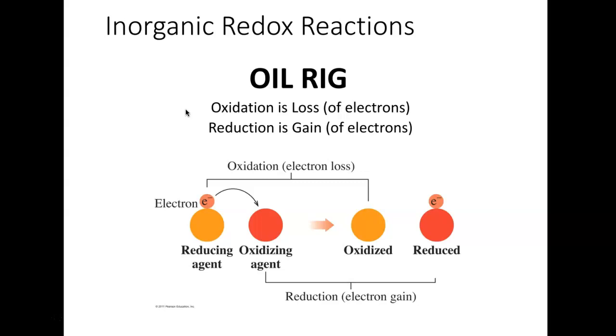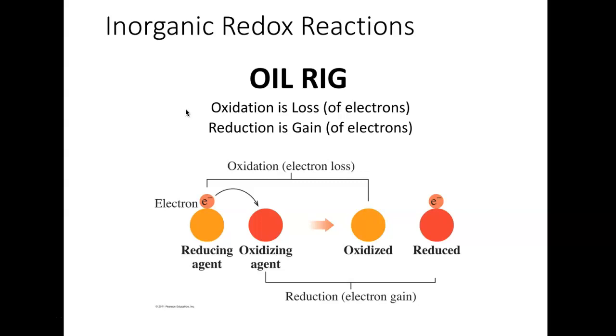A common mnemonic used to remember what happens during redox reactions is OIL RIG. OIL stands for oxidation is loss of electrons, and RIG stands for reduction is gain of electrons. Now, redox reactions are the bane of all chemistry students because they're so backward sounding. Reduction is gain. That's so backwards. Reduction means to go down, not to go up like gain. So it's very counterintuitive. But the reason reduction is gain is because you're gaining electrons, and that causes a reduction of the charge because electrons are negatively charged.